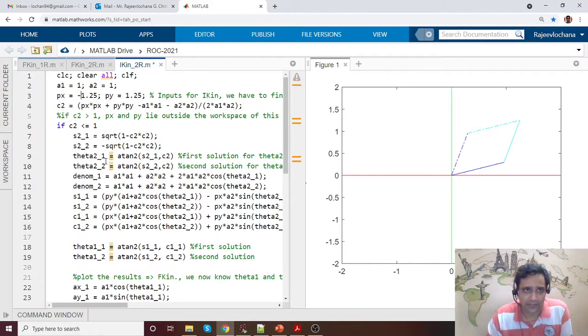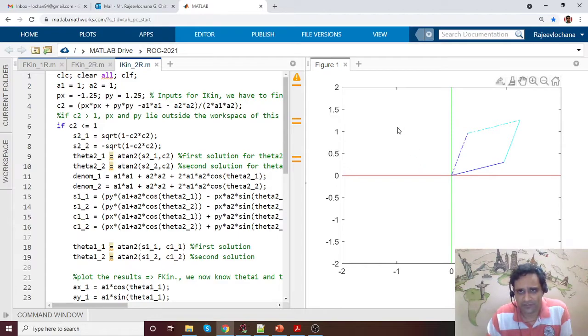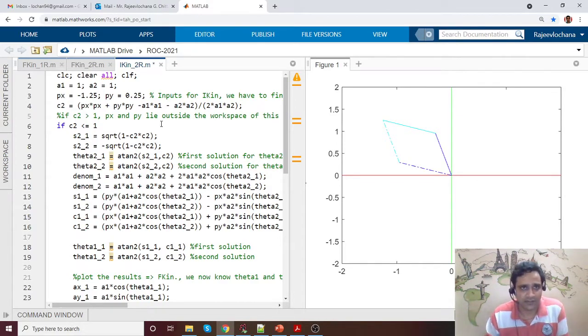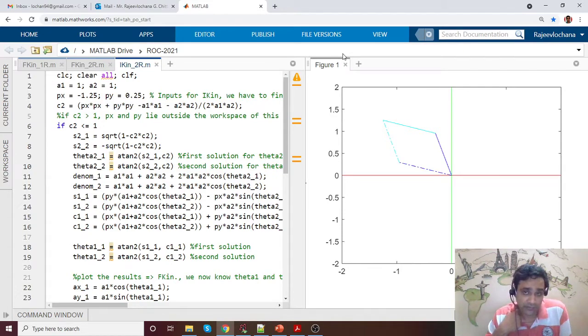So I can have minus also. Let's see if it is within the workspace. I think it will be somewhere on the side. Okay, and this need not be the same. I can have 0.25, so something different. Still, if it is within the workspace, you will definitely get a value. So you can see there is one elbow up and one elbow down.